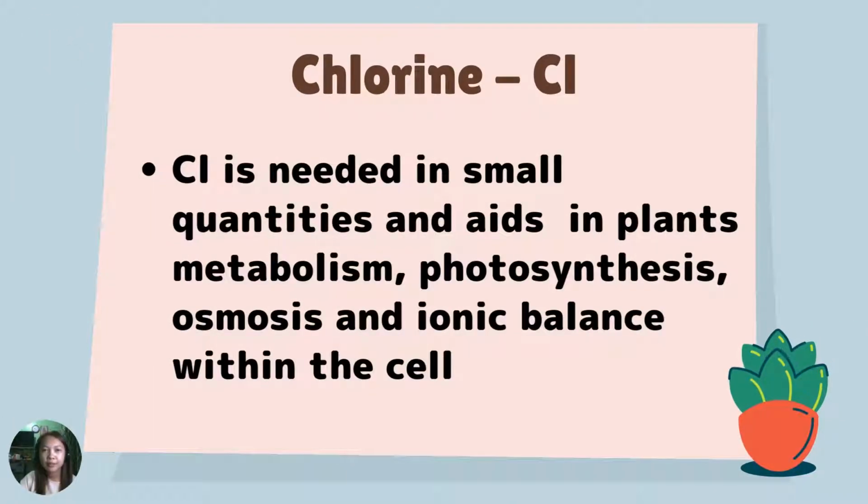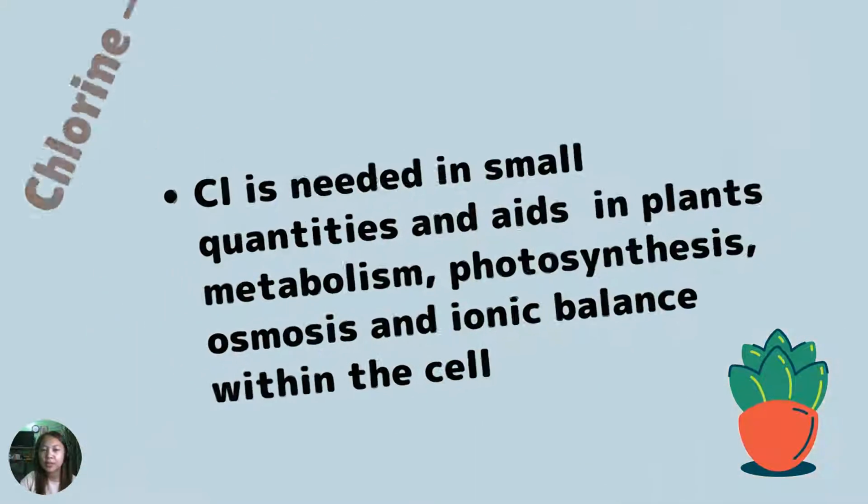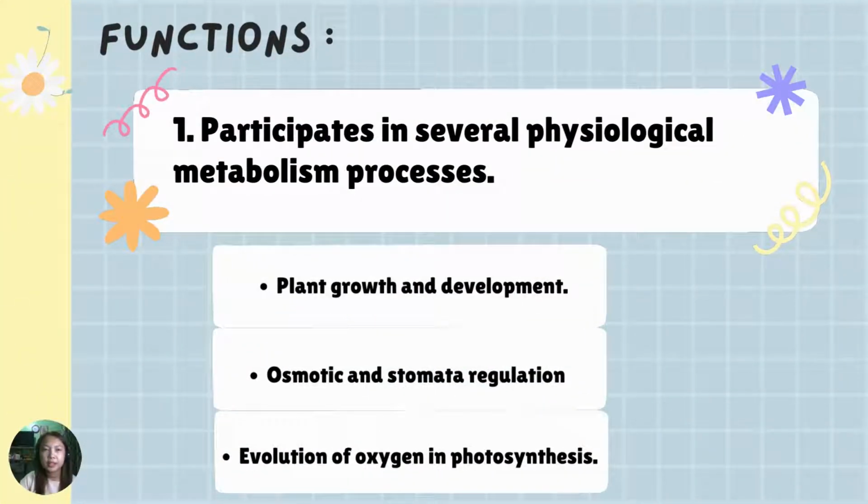Okay, so another, we have chlorine. Chlorine is needed in small quantities and aids in plant metabolism, photosynthesis, and osmosis and ionic balance within the cell. So the function of this one is to participate in several physiological metabolism processes such as plant growth and development, osmotic and stomata regulation, and evolution of oxygen in photosynthesis. So when we say osmotic pressure, it means it is responsible for closing and opening of the stomata, and it allows plants to regulate the amount of water and solutes inside the plant itself.